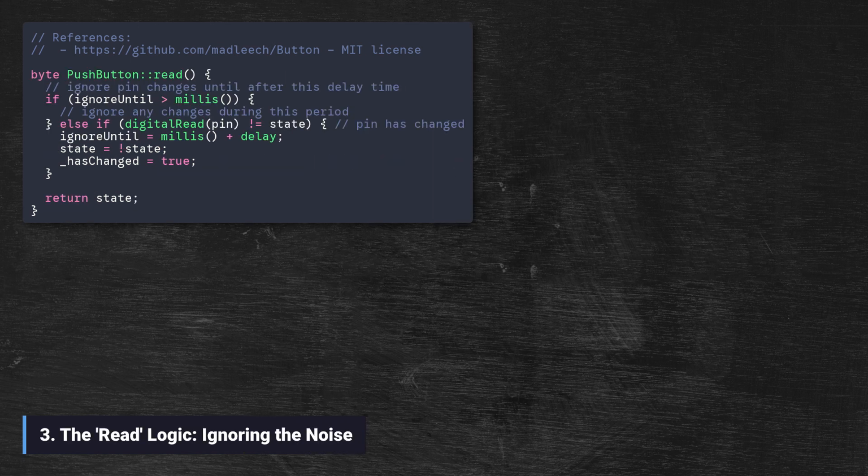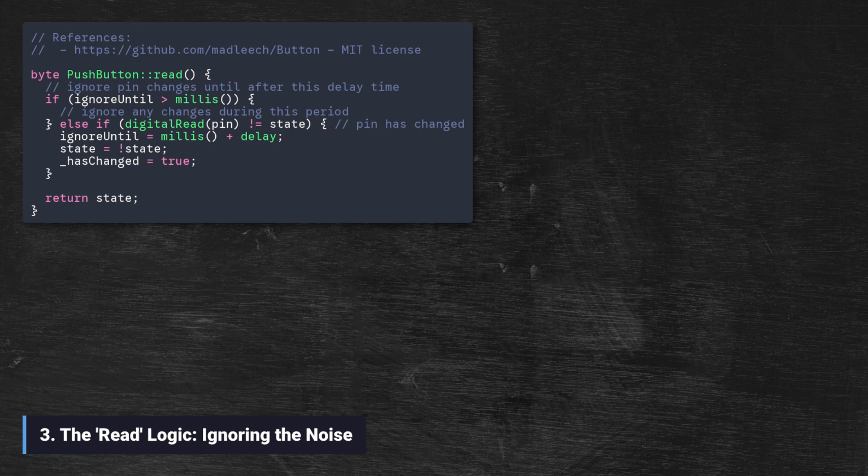About if ignoreUntil is greater than millis. If the current time millis is still less than the ignoreUntil timestamp, the function skips the logic below. This means that while the button is physically vibrating, bouncing, the microcontroller ignores the pin, effectively filtering out the noise.